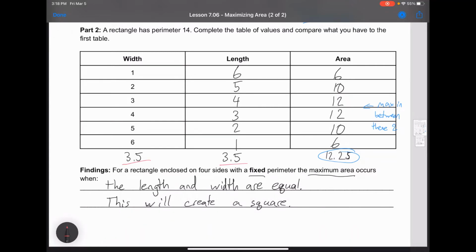They're both equal. And that's going to be the key finding: if you have a fixed perimeter, so if you know the perimeter and you want to maximize the area, then as long as you make the length and the width equal to each other, that'll maximize the area. Essentially you're just creating a square out of your actual lengths and widths. So that's the first part.